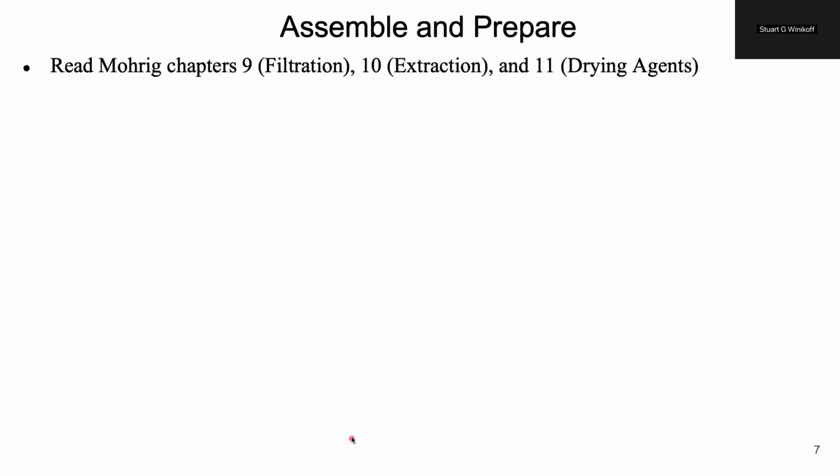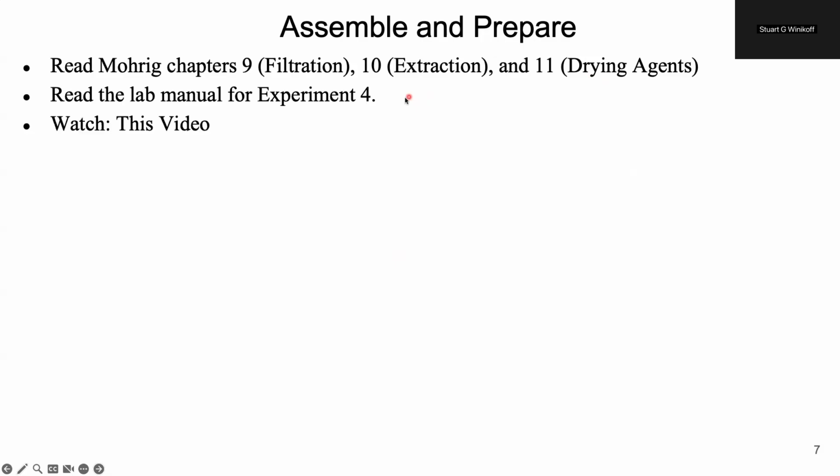So before we start lab, I'm going to want you to do a couple things. If you have it, please look over Morrison chapter 9 on how to do filtrations, and chapter 10, walking through these extractions. It is worth noting we also have a diagram of these separation schemes as Appendix 4 in your lab manual on Canvas. And then chapter 11 talking about the use of drying agents. Then make sure to read the lab manual for experiment 4. You should already be watching this video, so that's great.